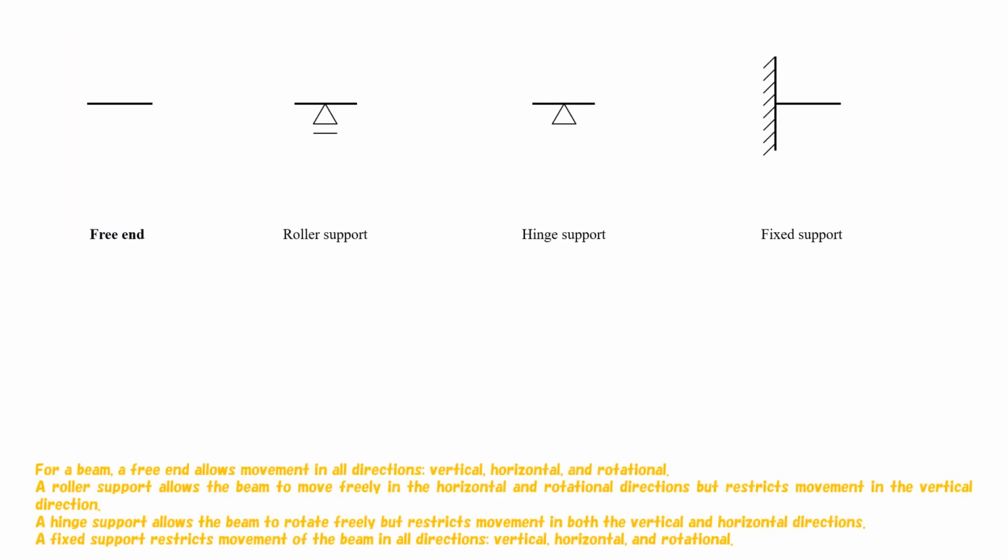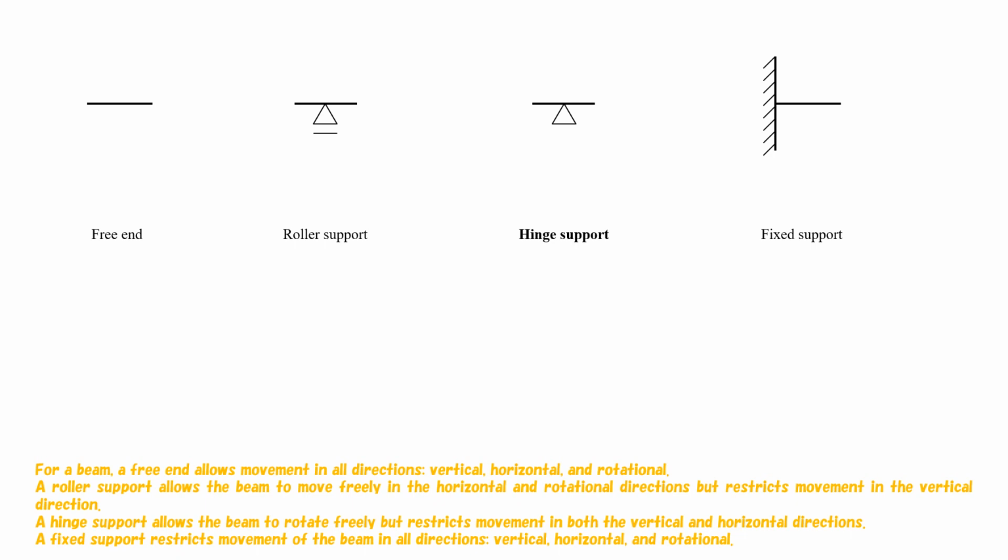For a beam, a free end allows movement in all directions: vertical, horizontal, and rotational. A roller support allows the beam to move freely in the horizontal and rotational directions, but restricts movement in the vertical direction.